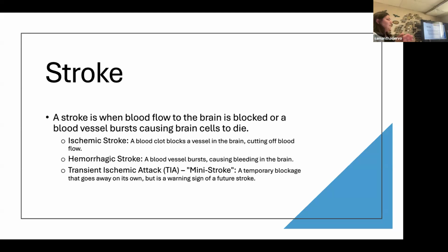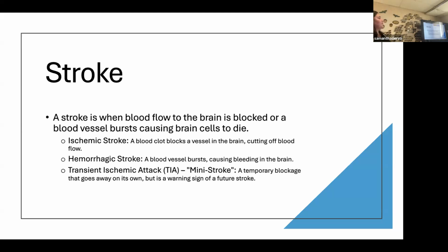And there's multiple types of stroke. Not every stroke is the same. You can have an ischemic stroke, and that means a blood clot is blocking a vessel in the brain, cutting off blood flow. If you have a boulder in a road and it's stopping the cars from moving, the cars can't get to where they need to go, right? And say they had really important material that they needed on the other side of that road blockage. That's what this is like, okay?